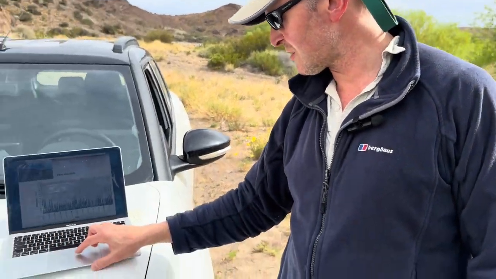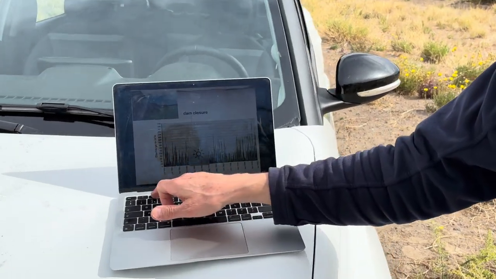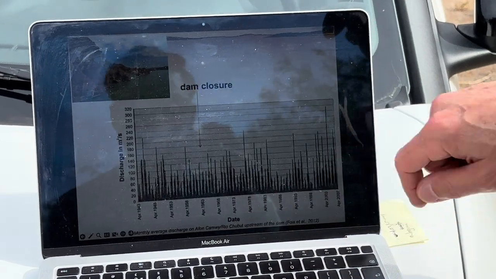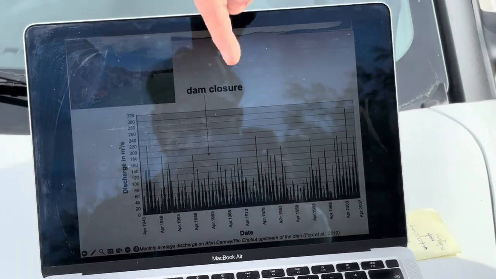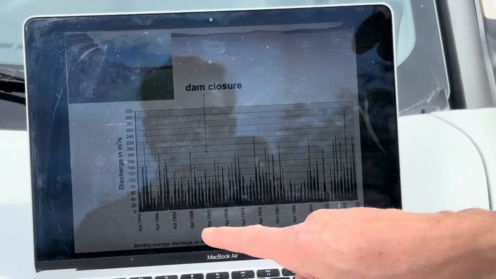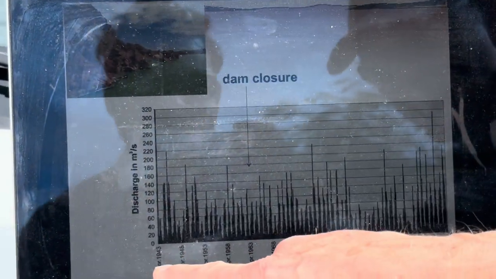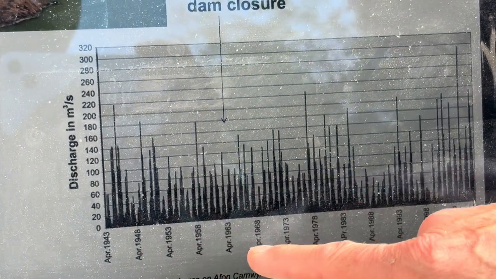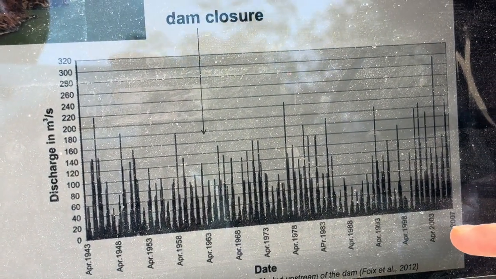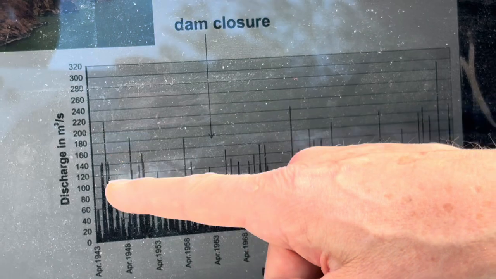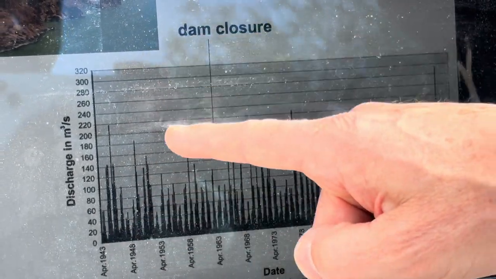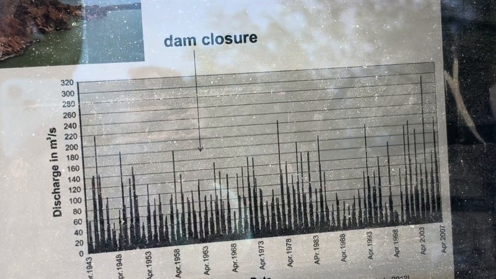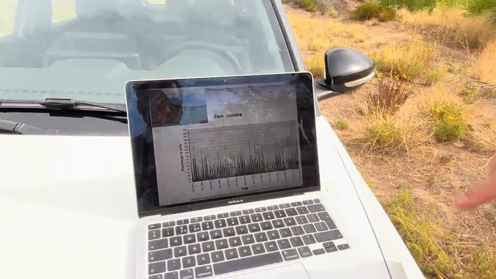And if we just have a look at the image here, this shows the flow regime of the river. On the y-axis we've got discharge in meters cubed a second, and along the bottom we've got the flow record from 1945, I think that says 43, to April 2007. And you can see that it rises and falls each year. The rise is with the snowmelt, and then it drops away during the summer to a low point, and then will rise again.